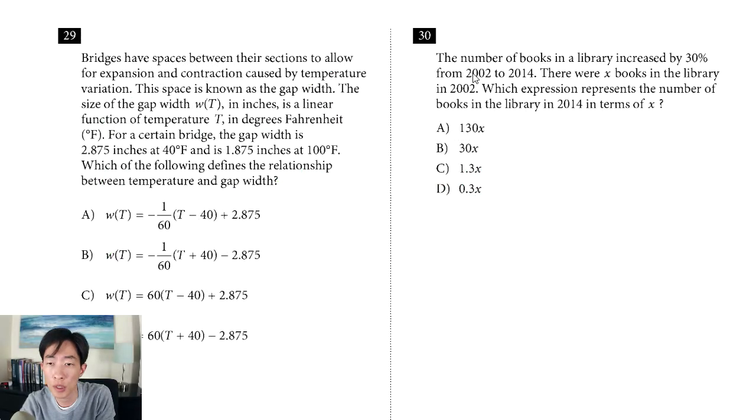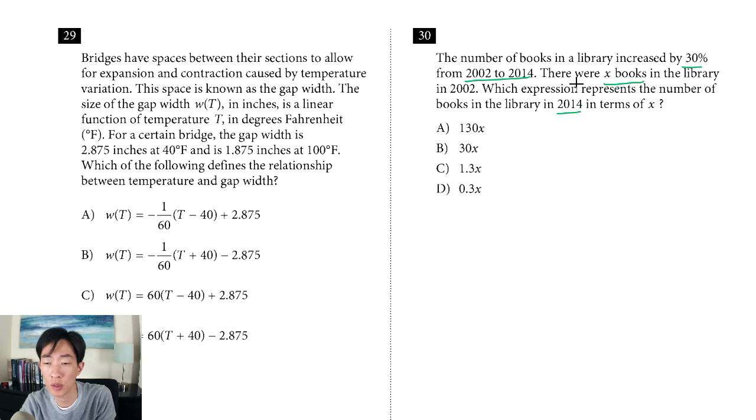Question 30, the number of books in a library increased by 30% from 2002 to 2014. There were X books in the library in 2002. Which expression represents the number of books in the library in 2014 in terms of X?